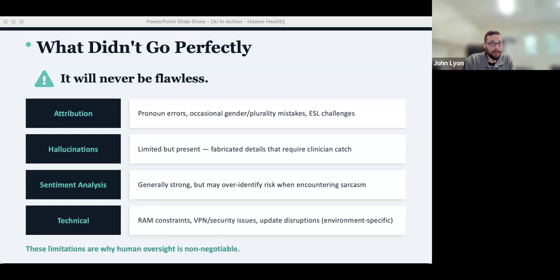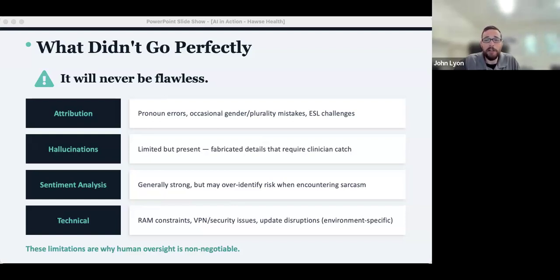Naturally, there were things that did not go perfectly. It will never be flawless. It went as minimally painfully as possible, I would say. A lot of the big things that we saw come up repeatedly were attribution errors. And pronoun errors, not so much in terms of gendered pronouns, but more in terms of plurality mistakes. So like plural they versus singular they.